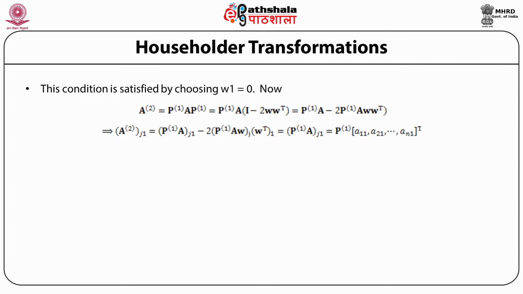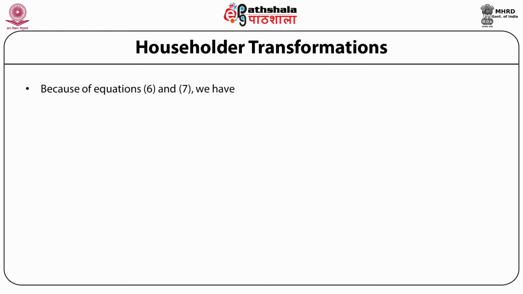This implies that a^(2)_j1 equals (P^(1) A)_j1 minus 2 (P^(1) A W)_j W transpose_1, which equals (P^(1) A)_j1, where the elements are a11, a21 up to an1 transpose. Because of equations 6 and 7, we have a^(2)_j1 equals P^(1) into (a11, a21, ..., an1) transpose equals (a11, alpha, 0, ..., 0) transpose.